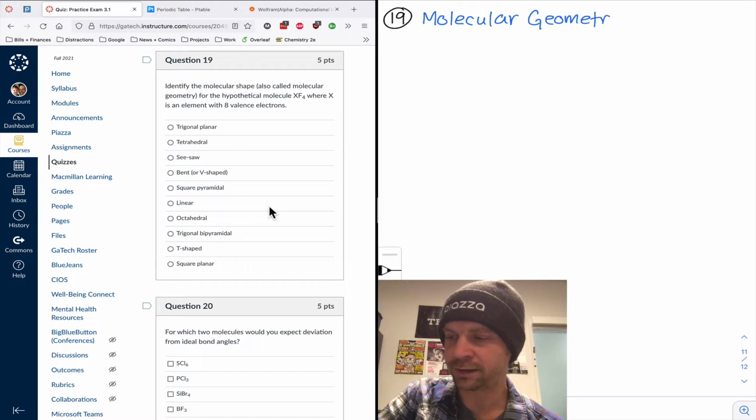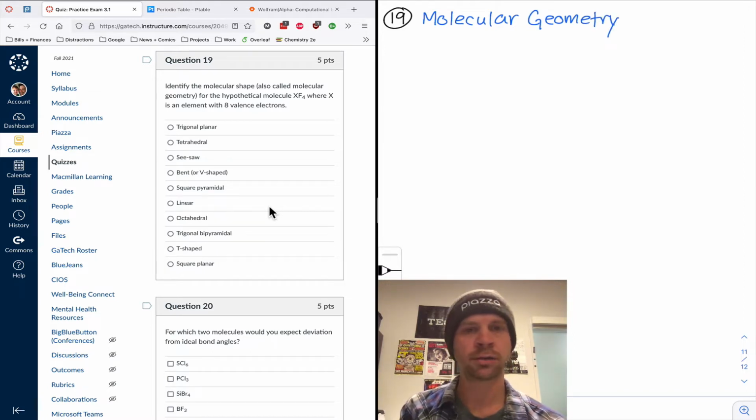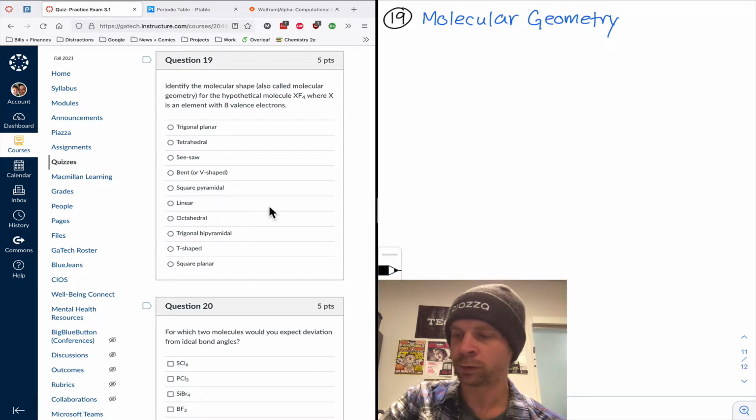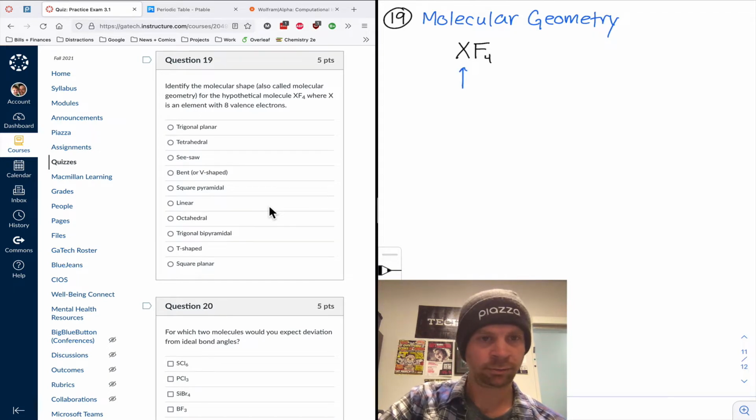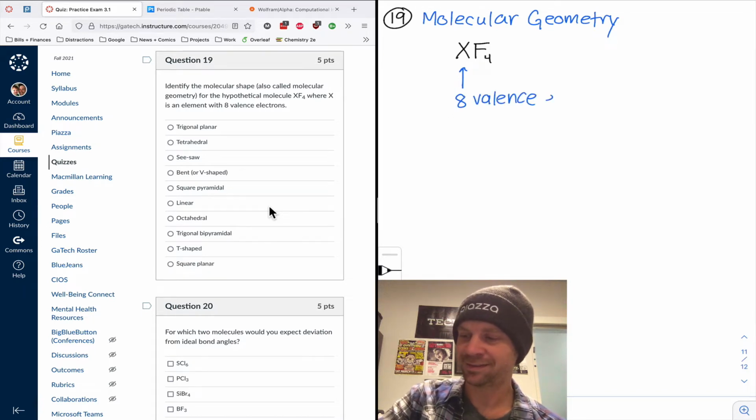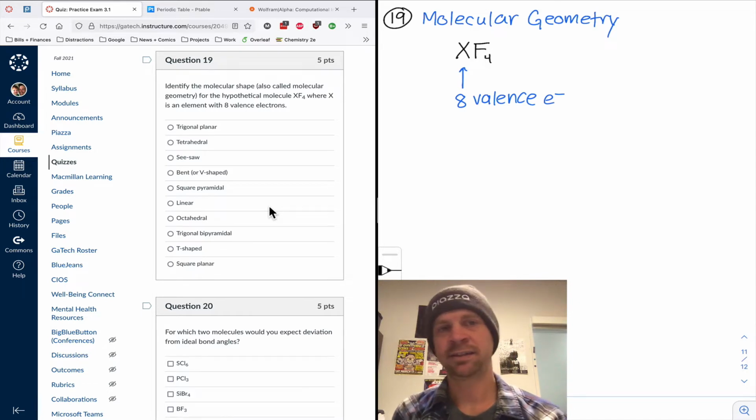We've got a molecular formula. It's just a little bit ambiguous or broad with XF4 as the formula, but we do have information about the X atom. Specifically, we know that the X atom is a nonmetal with 8 valence electrons. It doesn't say nonmetal, but it should.